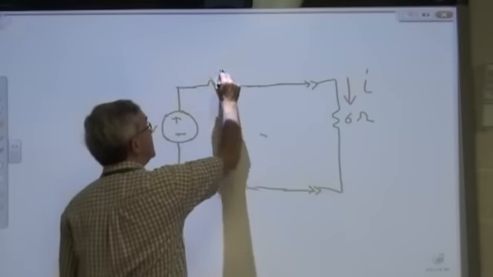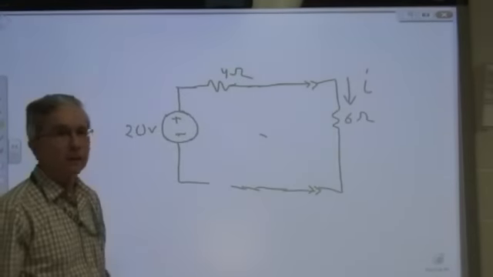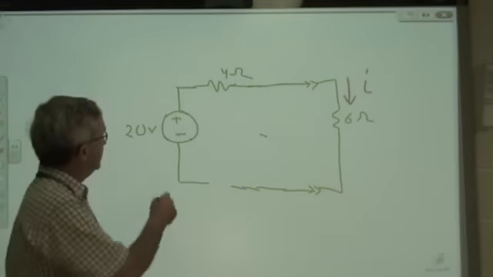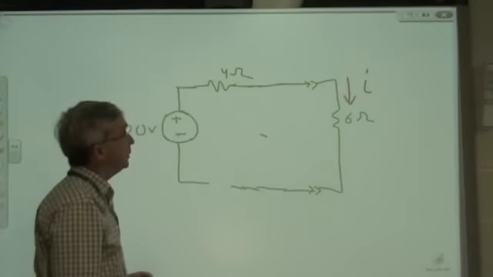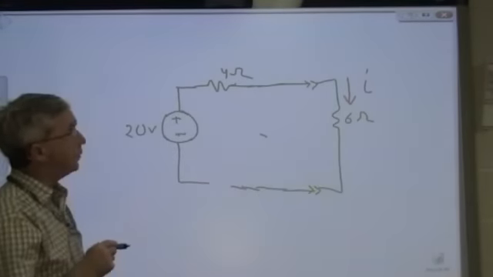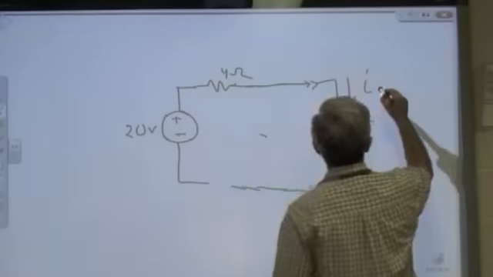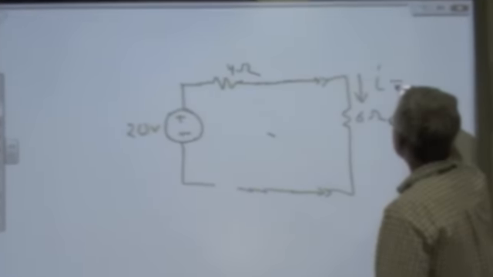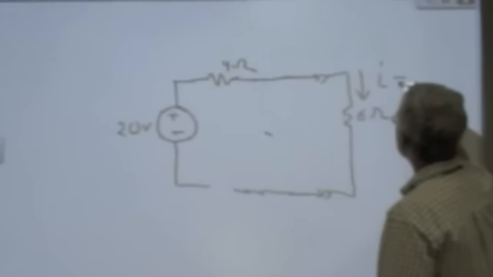There's the 4-ohm resistor. And now when I look at this current that I want to get, I could say that this 20-volt source is seeing 4 ohms in series with 6 ohms, so that current is 20 volts divided by 10 ohms, or in other words, 2 amps.